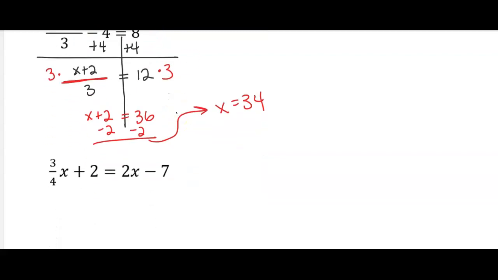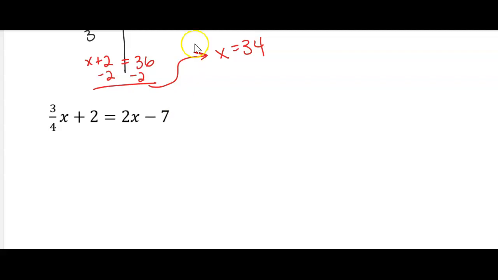Okay, let's look at the last one. And this one's about as tricky as we're going to get. I don't have any distributing. I don't have anything that can go together. So what I need to do is move stuff. I'm going to move this 2 over to this 7. So to get rid of a plus 2, I minus 2. And so I have 3/4 x equals 2x minus 9. Now usually you would subtract the 2x, but I have a fraction here and we struggle with fractions sometimes still. So I'm going to show you another way to deal with it.